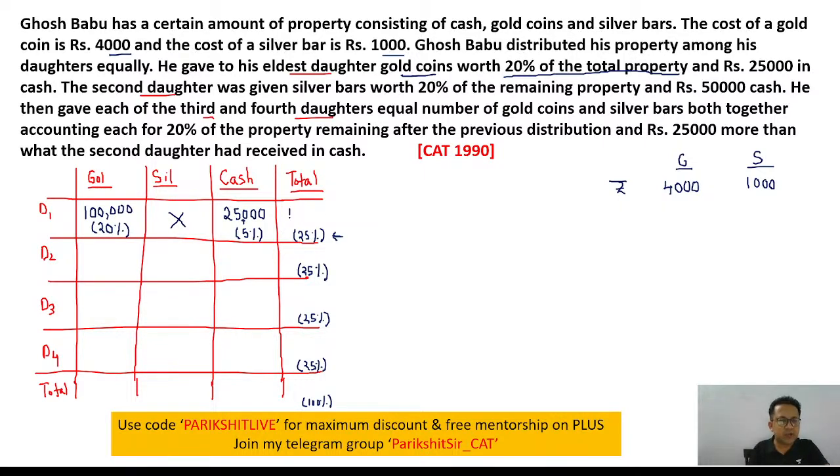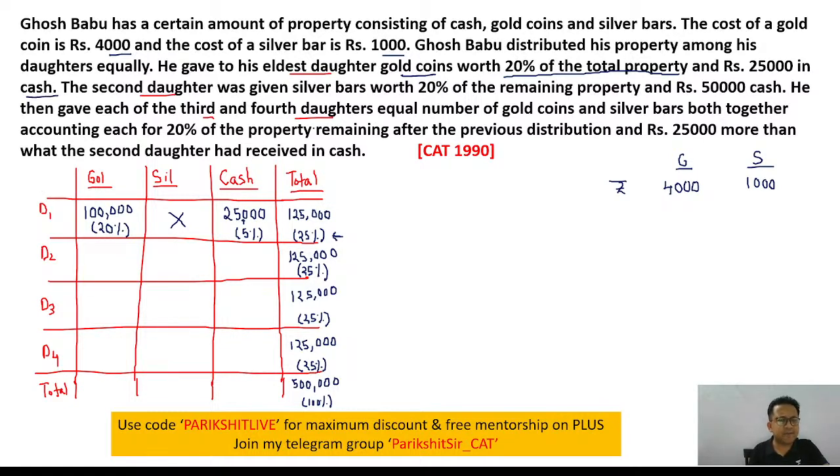Great. So total is 1,25,000. That's what the first daughter gets. Second one also, everyone is equal. So the second also has to be 1,25,000. This also 1,25,000, this also 1,25,000. So total is 1,25,000 into 4, 500,000. Right? 125,000, 500,000. Clear? So I think we are done up till the first daughter.